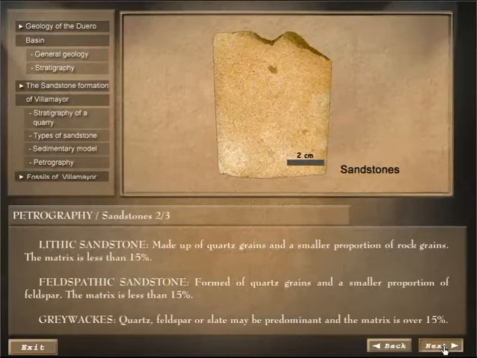Lithic sandstone. Made up of quartz grains and a smaller proportion of rock grains. The matrix is less than 15%. Feldspathic sandstone. Formed of quartz grains and a smaller proportion of feldspar. The matrix is less than 15%. Greywackes. Quartz, feldspar, or slate may be predominant, and the matrix is over 15%.